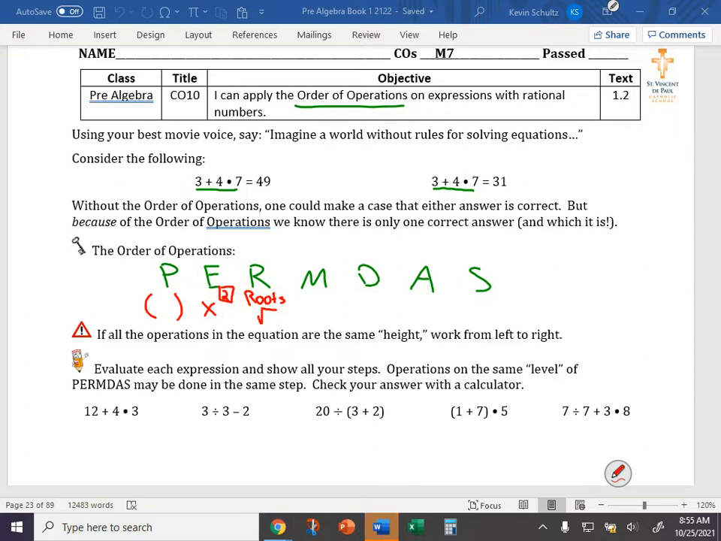Okay? It is a scientific fact stated by me that people who use PERMDAS have better life quality than those who use PEMDAS. I'm just saying.